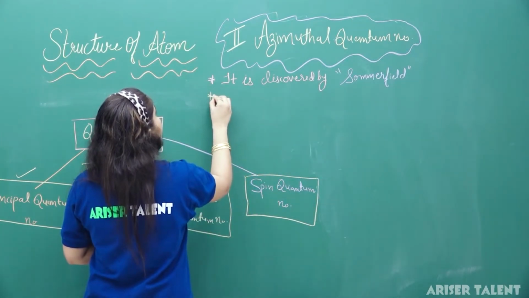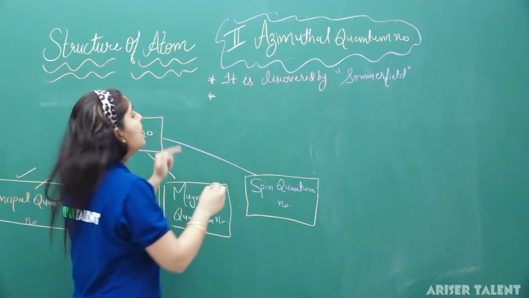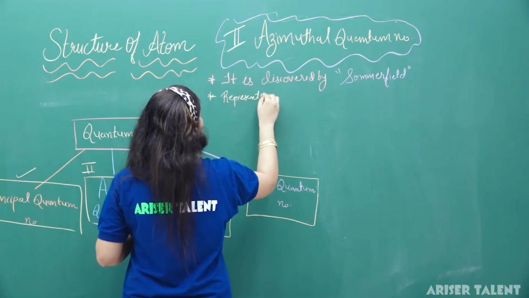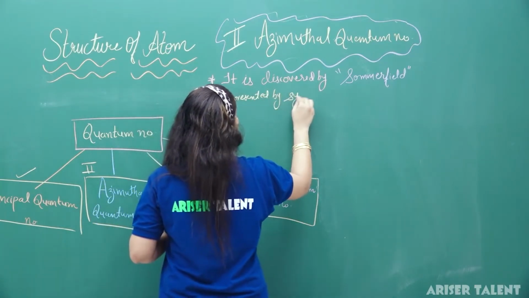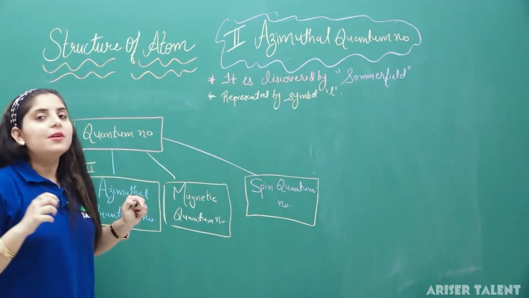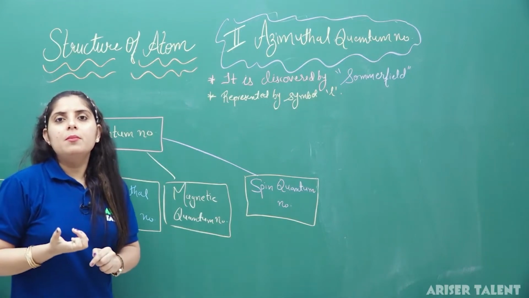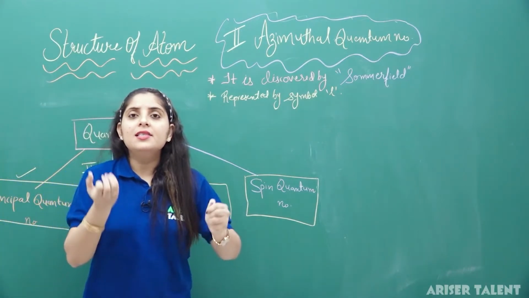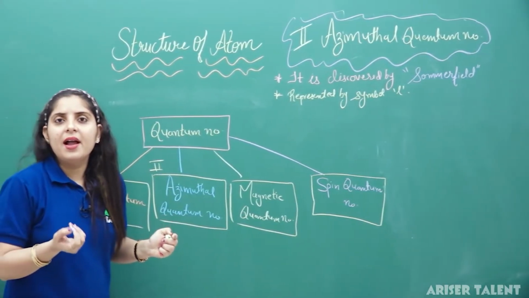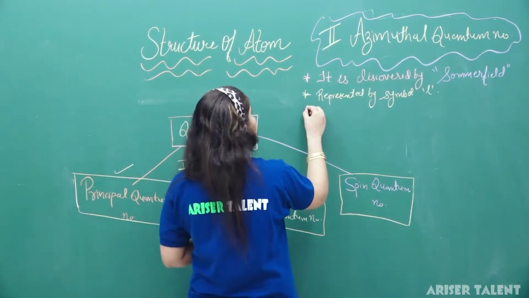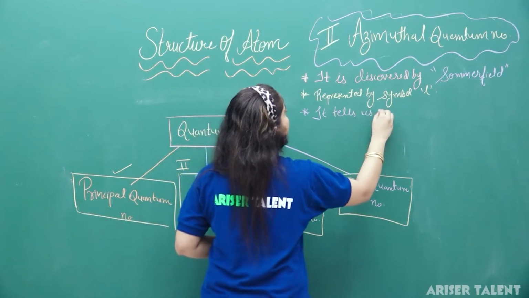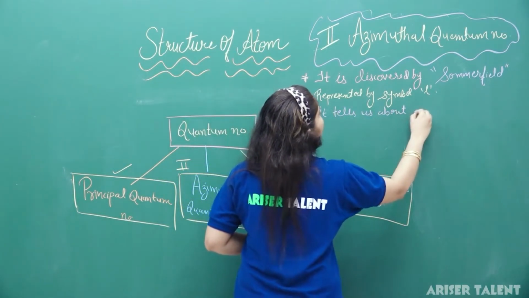Second, azimuthal quantum number is basically represented by a symbol small l. Now, our third property is that this quantum number is used to specify the subshells in a shell. So what we will get from the azimuthal quantum number is the idea of subshells. Next point is, it tells us about subshells of an atom.